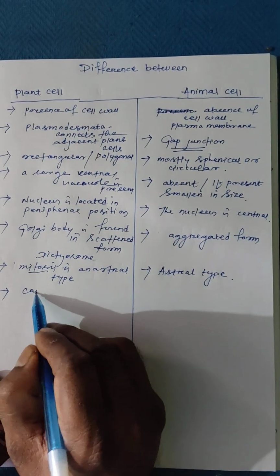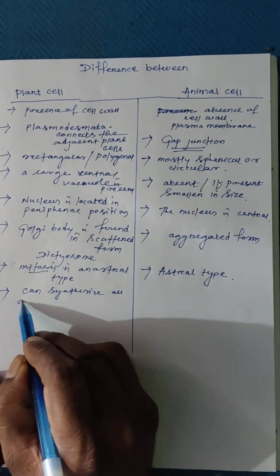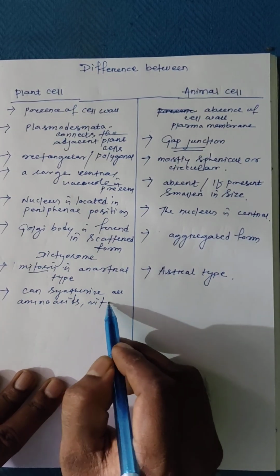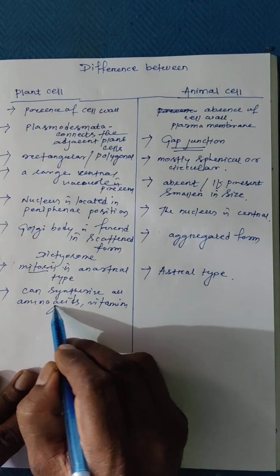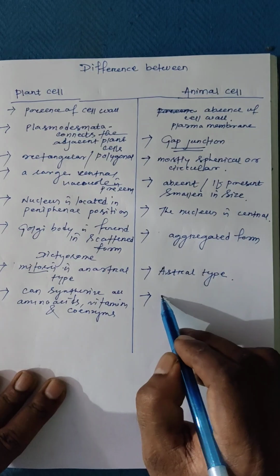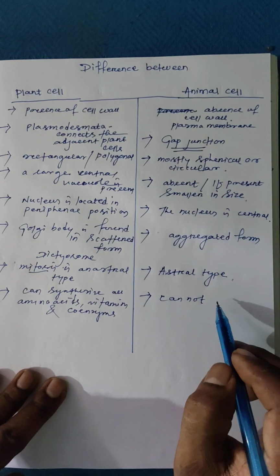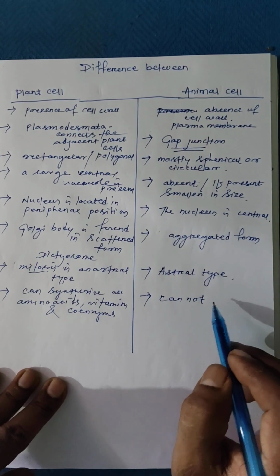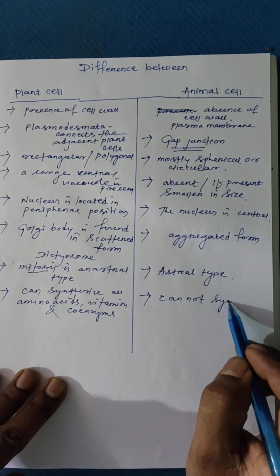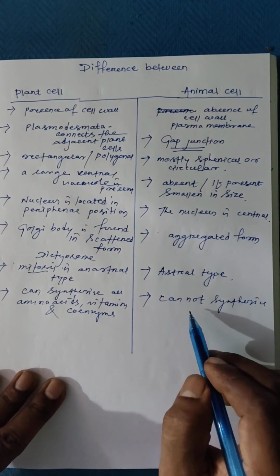The plant cell can synthesize all amino acids, vitamins and coenzymes, but the animal cell cannot synthesize all these amino acids, vitamins and coenzymes. So we take plant products to fulfill this requirement.